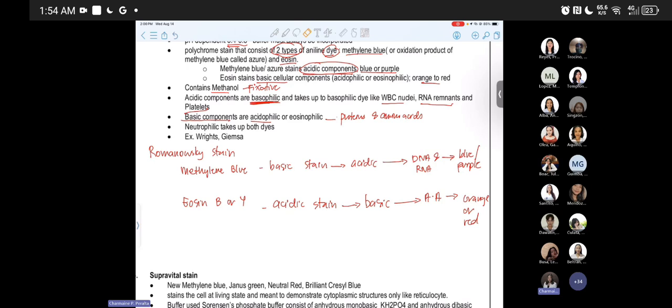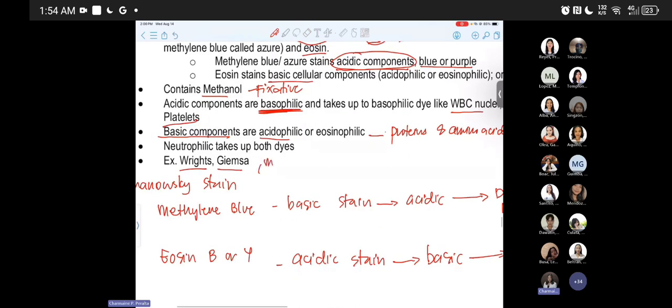Examples of Romanowski type of stain are Wright stain and Giemsa stain. Another example is May Grunwald stain. So Wright and Giemsa are examples of Romanowski stain. Why are they Romanowski stains? Because they have two components, methylene blue and eosin. With methylene blue and eosin, we will be able to stain the different components of a WBC.